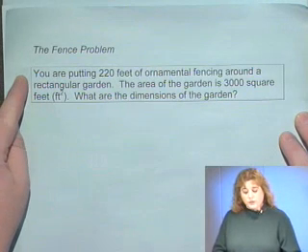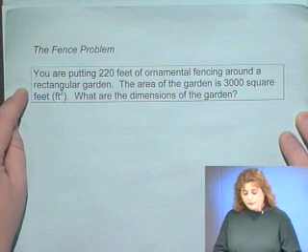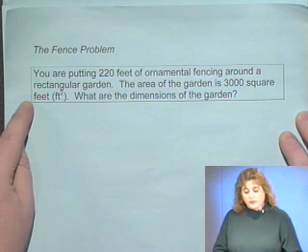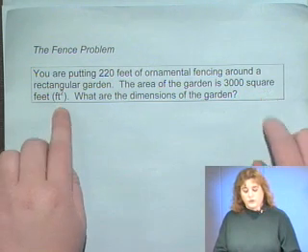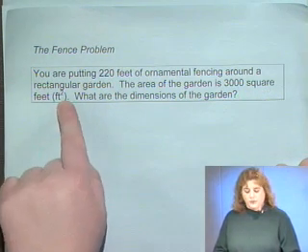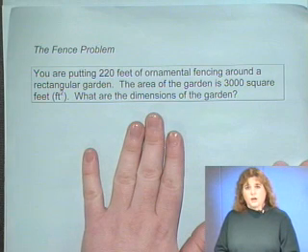We're putting 220 feet of ornamental fencing around a rectangular garden. The area is to be 3,000 square feet. Now that square feet can be indicated with the words square feet or with feet raised to the second power. Our question is, what are the dimensions of the garden?